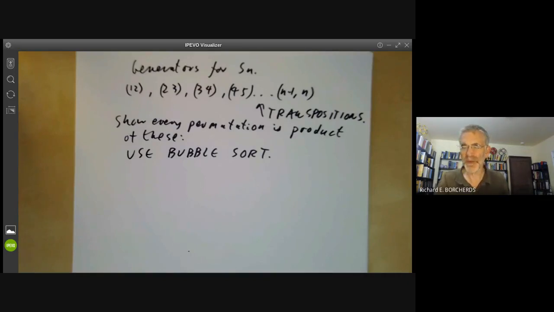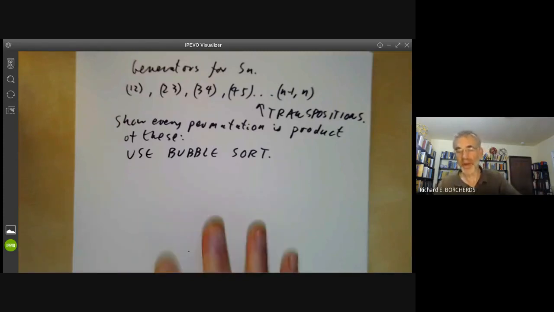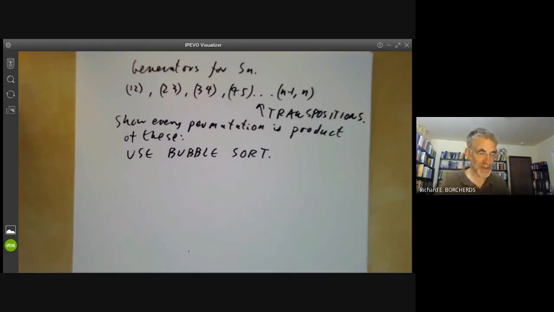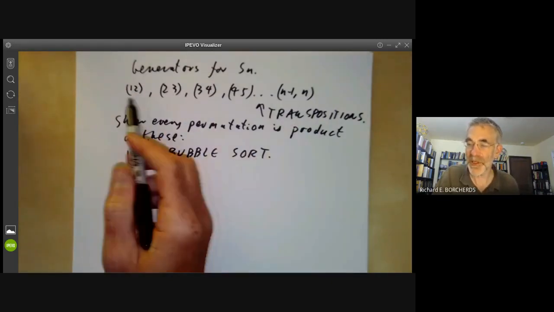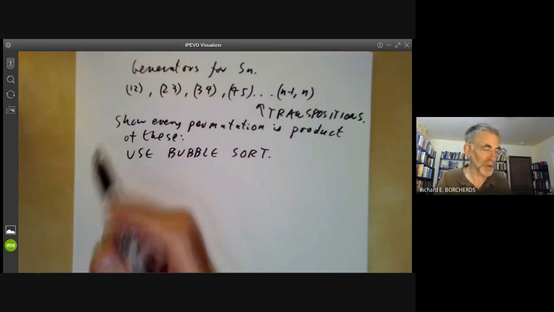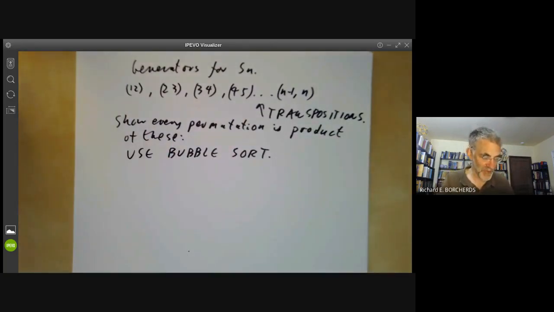writing bubble sort used to be given as an exercise in introductory programming classes. And the problem with this is that bubble sort ended up being used as a sorting algorithm in actual computers, which made them all rather slow. Anyway, fortunately, bubble sort has been more or less eradicated from computing, but it's still very useful in the theory of the symmetric group. So you see, bubble sort is really just using these particular transpositions to change the order of some objects. In other words, to give you a permutation.